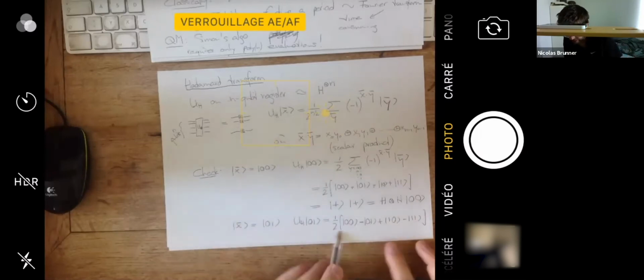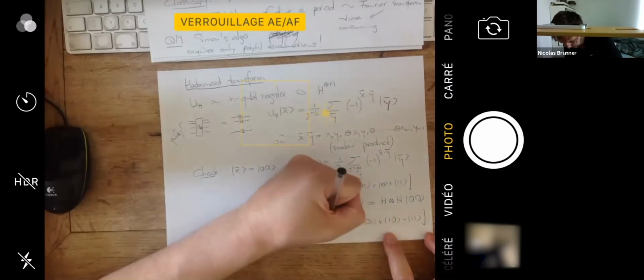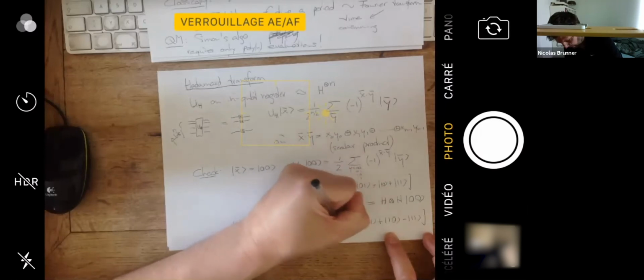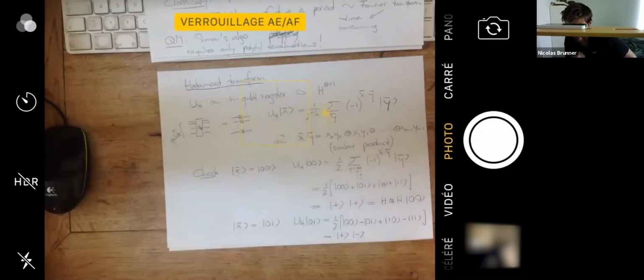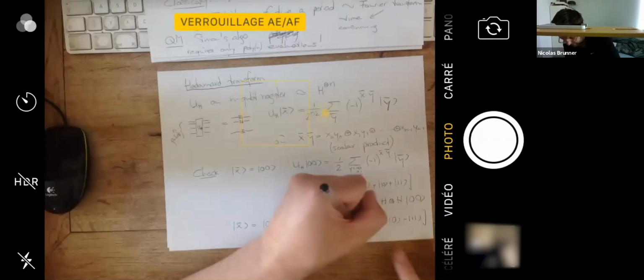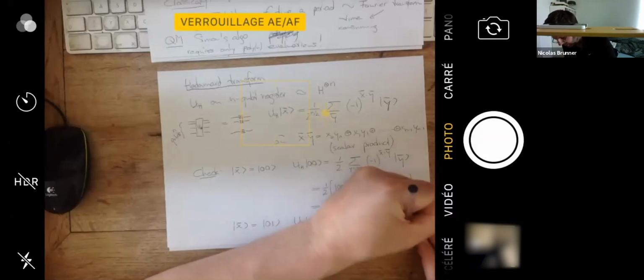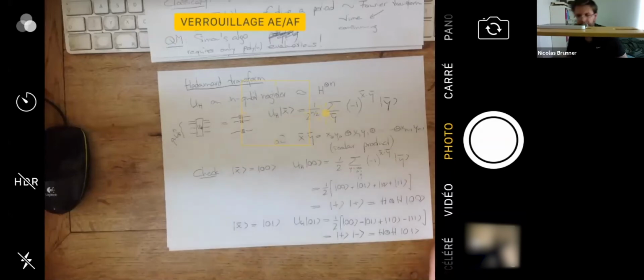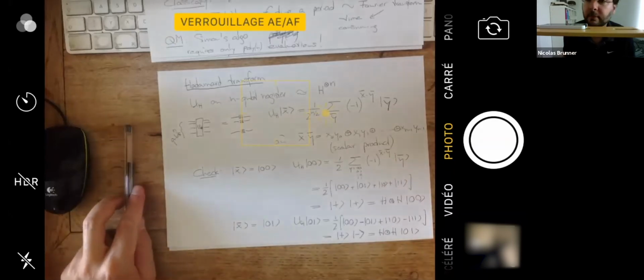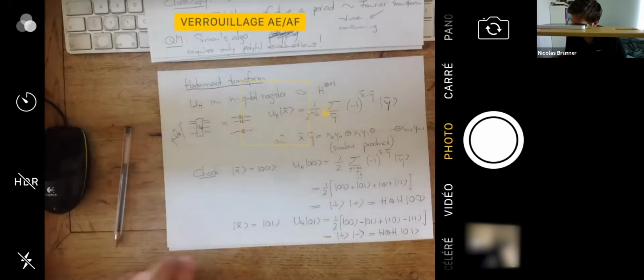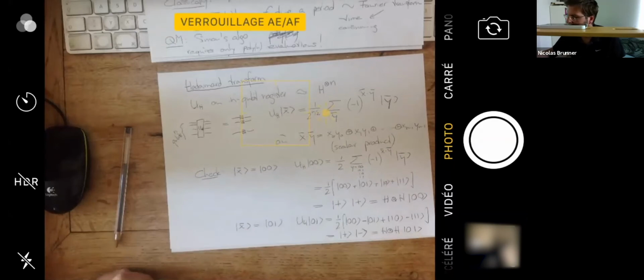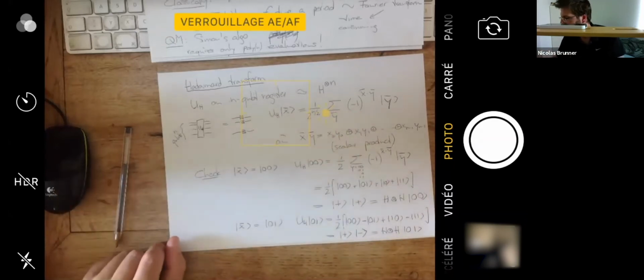Now what state do I have here? You can easily figure out that the state is a plus tensor a minus. You see that these minus signs appear here. And indeed, that is nothing but Hadamard applied twice to 0 1. Does it make sense? We won't go through a full proof of this, but I guess you see the idea here.